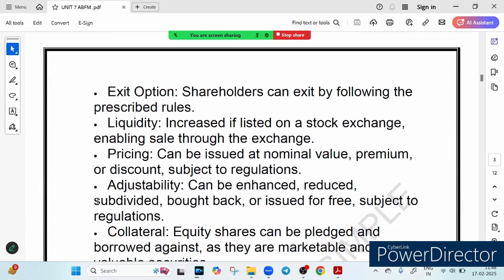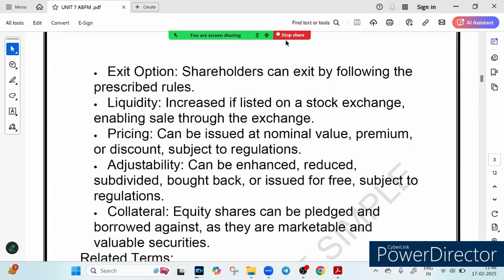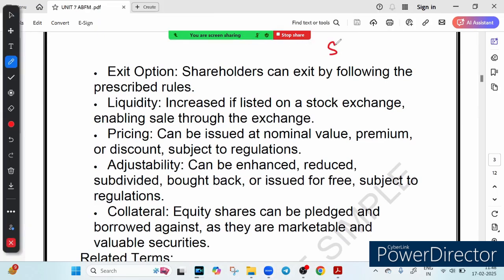Then we have something called selling shares. Now suppose someone wants to sell shares, right? That is called an exit option. We also call it an exit option, or selling shares. How to do that? If you want to sell your shares, no problem. A shareholder can exit anytime by following the set process. If the company's shares are listed on a stock exchange, you can sell them quite easily.